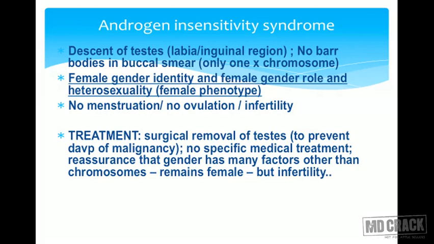Do we need to treat specifically, medically? No, there's no specific medical treatment for this illness. You need to reassure the patient that gender has many factors other than chromosomes, and this patient can remain a female. She can remain a female, but she is going to be infertile. So you have to go for further social measures to manage this patient.